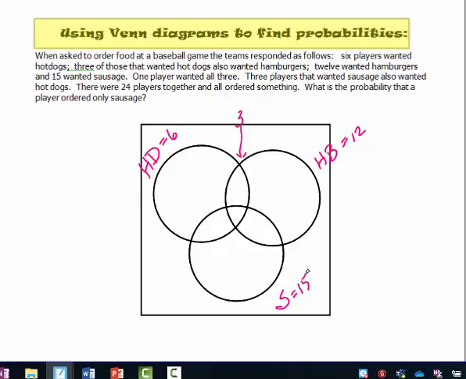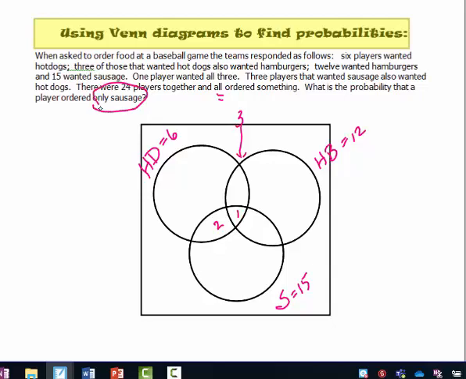1 player wanted all 3. Oh, now I know that. 3 players that wanted sausage also wanted hot dogs. We know that this is 1, and 3 that wanted sausage also wanted hot dogs, so that would have to be 2. There were 24 players altogether and all ordered something, so there's nobody out here in the universe that didn't order anything. What's the probability they ordered only sausage?